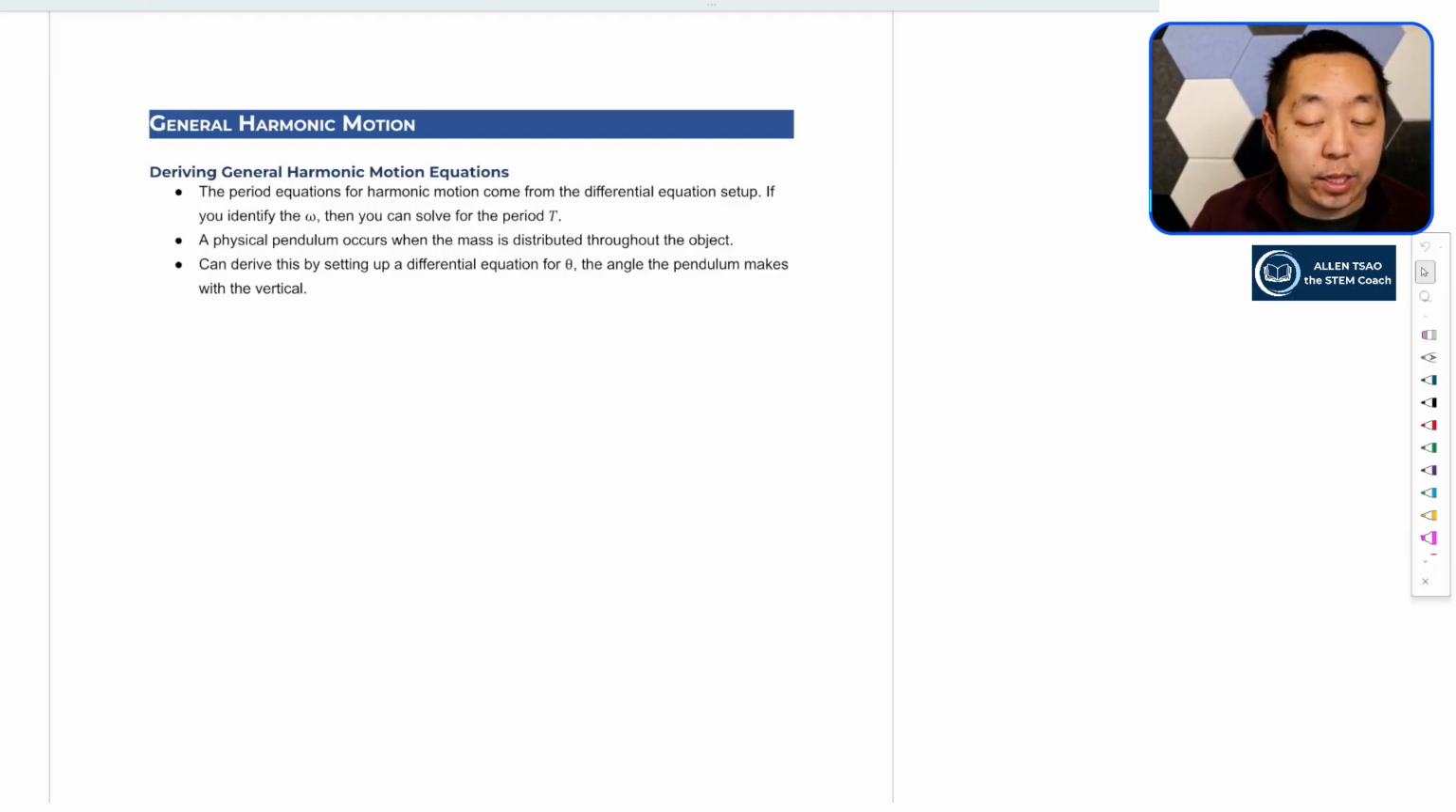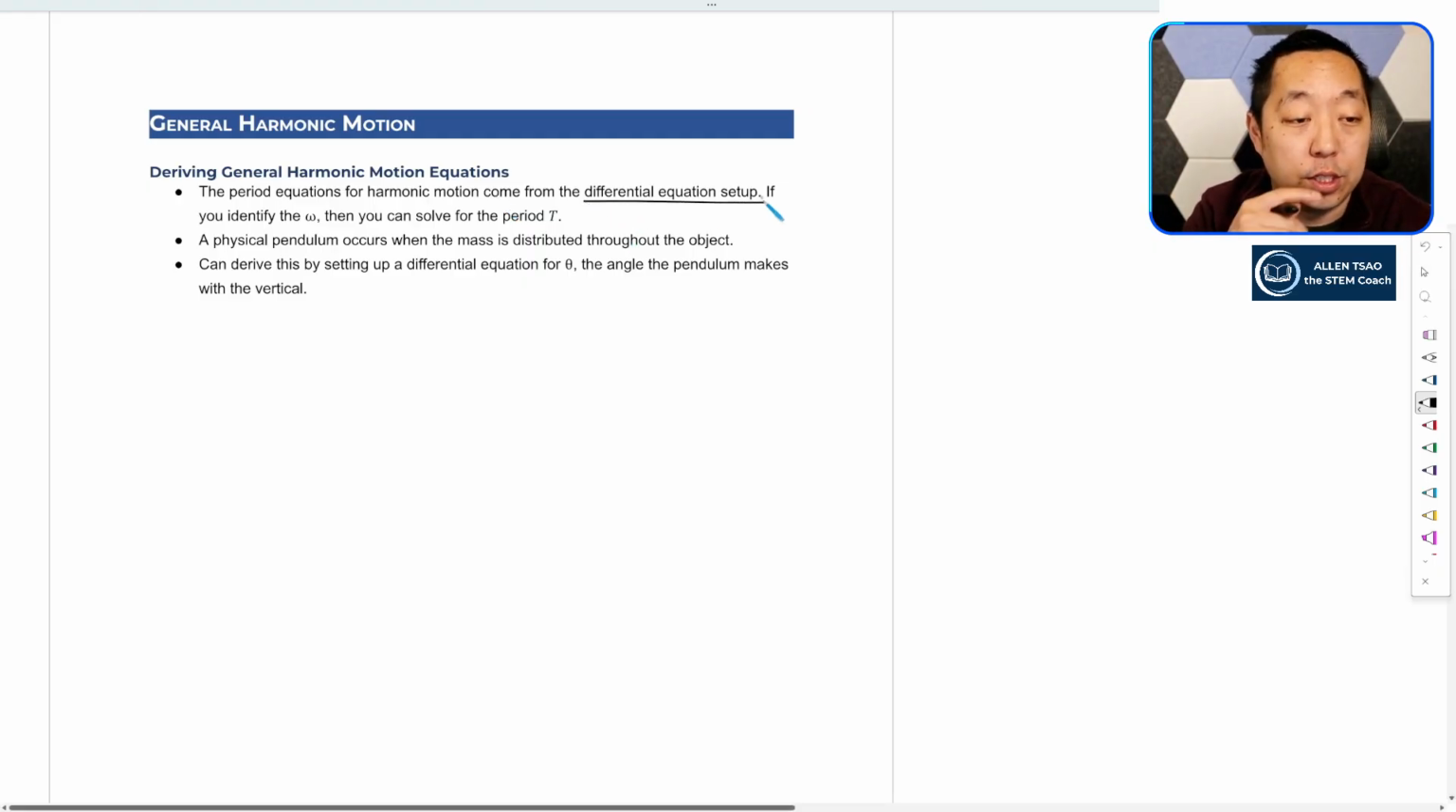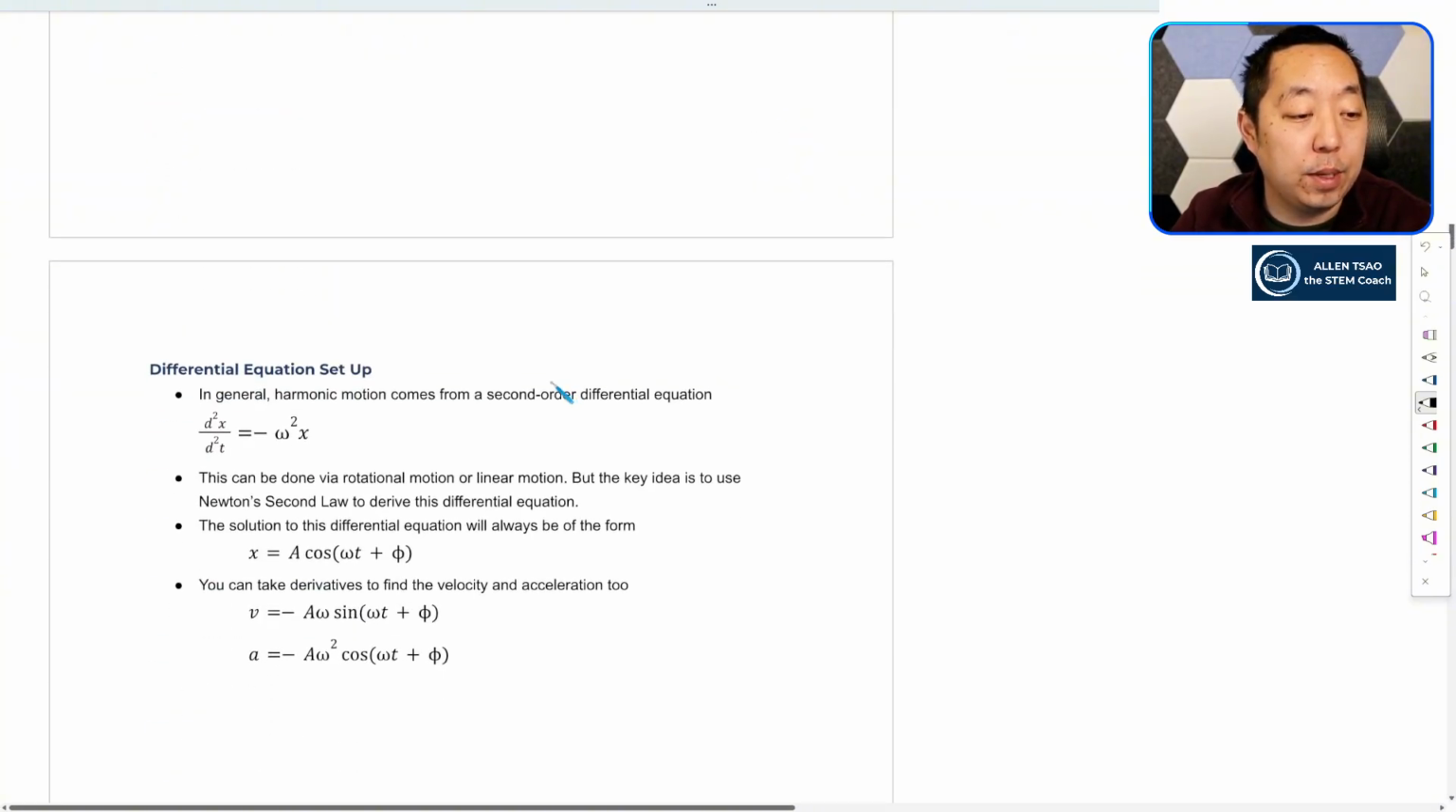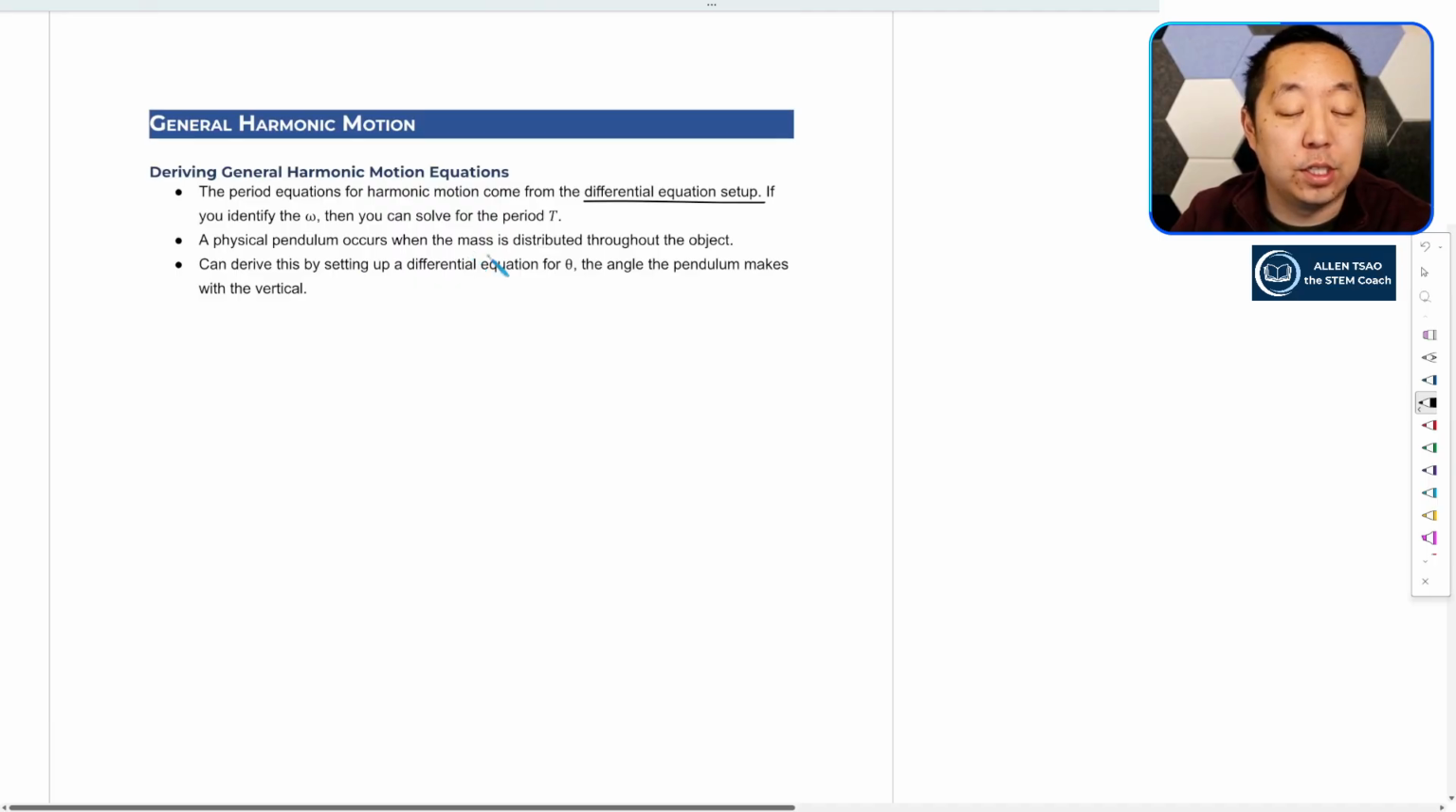All right, so now we're going to look at general harmonic motion, which is required in AP Physics C to understand. The period equations for the harmonic motion that we've been using in the vertical mass spring, horizontal mass spring, and pendulum come from a differential equation setup. If you identify the omega, you can solve for the period T. Let me show you the differential equation setup here in a second.